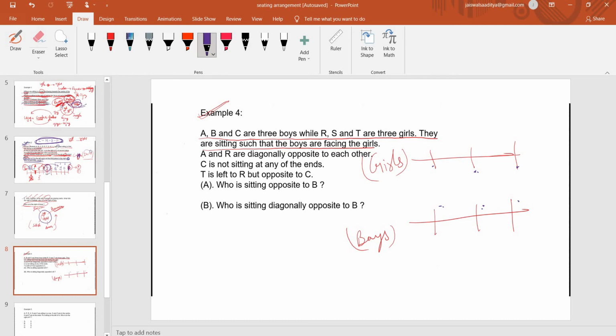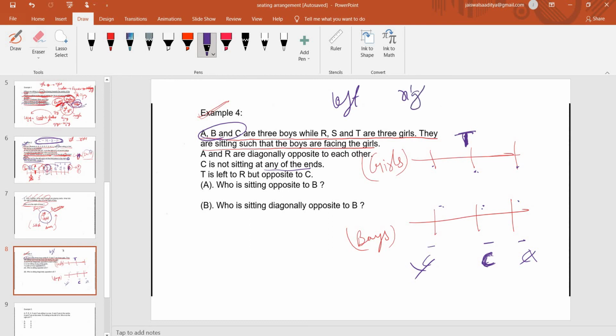C is not sitting at any of the ends. So there are only three positions, 1, 2, 3, for the boys, and the boys are A, B, C. So C can't sit here, nor here. The only place for C is the middle. Here is the place where C can sit. T is to the left of R but opposite to C.